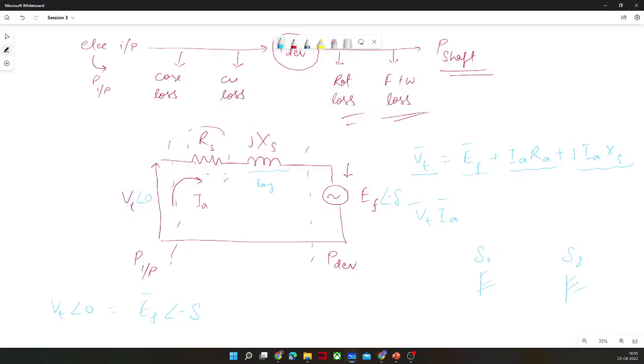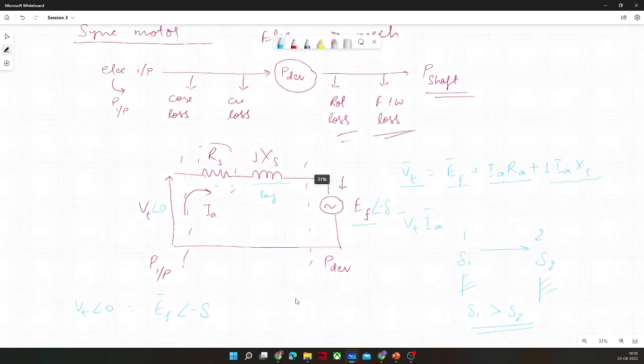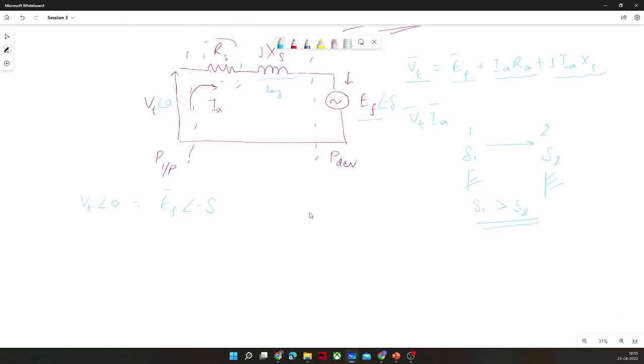So if power is flowing from this side to this side, this concept is generally discussed in power system as well, but I will briefly explain. Then delta 1 should be greater than delta 2 to flow the power from terminal 1 to terminal 2. So that is happening here. The angle of terminal voltage should be higher than the angle of excitation EMF. So that's why I am writing like that. If you have any doubt at any point, you can stop me in between.